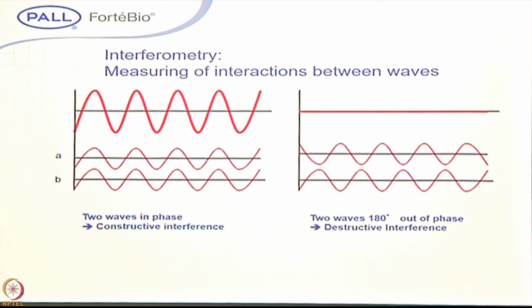When the same wave, this is the forward wave and this is the reverse wave, are opposite to each other at 180 degrees, the signal gets cancelled. So this we call a destructive interference. So constructive interference and destructive interference make the signal pattern. So how are we doing that?